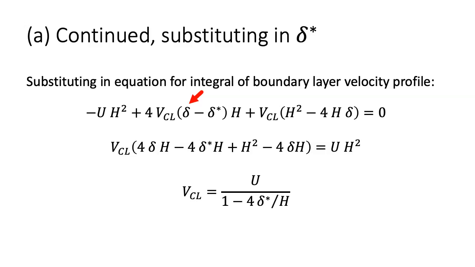Substituting in this equation and simplifying, we get the desired relationship for the centerline velocity as a function of the uniform inlet velocity, height of the square test section, and displacement thickness. As expected, the centerline velocity increases as the boundary layer grows thicker in the streamwise direction.